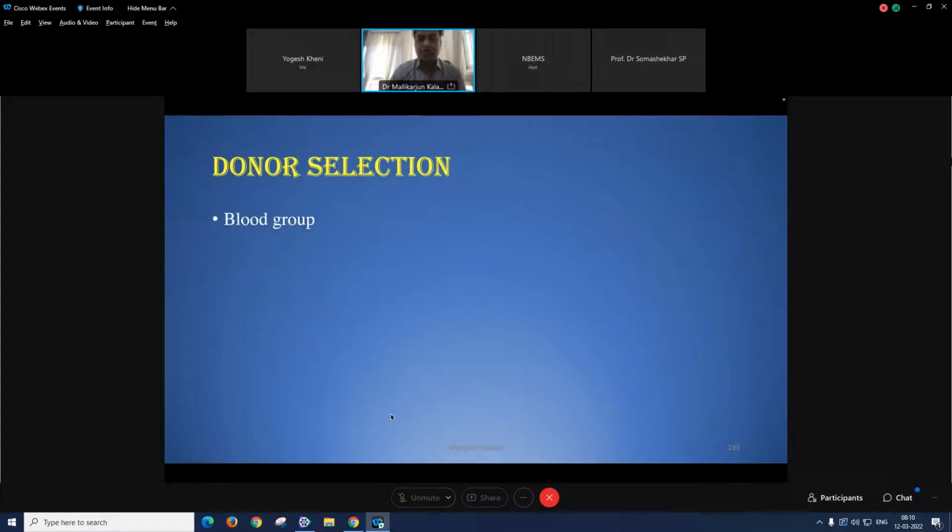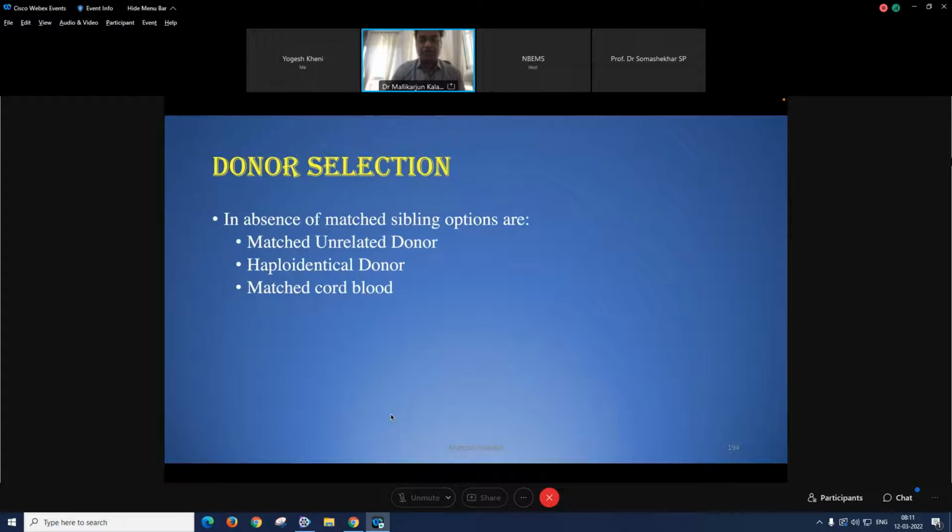Donor selection, apart from the HLA, you look at the blood group, and you try to choose a younger donor. You see if there is a gender match, and you try to use that. You try to avoid a multiparous woman because of the increased risk of HLA immunization and alloimmunization rather. You also try to match CMV and EBV serostatus.